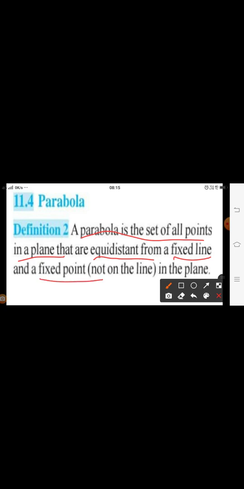A parabola is the set of all points in a plane that are equidistant from a fixed line and a fixed point. What we need for constructing a parabola is a fixed line, which we call the directrix, and a fixed point, which we call the focus. If you take these two things and consider points which are at equal distance from the directrix and the focus, then we get a curve, and that curve is a parabola.